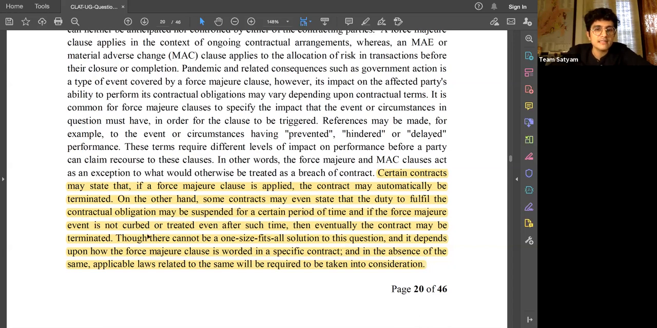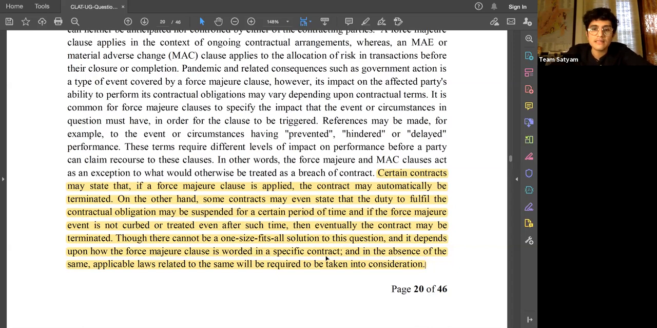But it also tells us there cannot be a one-size-fits-all solution to this question, and it depends upon how the force majeure clause is worded in a specific contract. And in the absence of the same, applicable laws related to the same will be required to be taken into consideration. So over here, we do not have a situation where the force majeure clause is absent. That was there in the previous question. So that's why the answer to that was that the Indian Contract Act would apply. But in the 69th question, we have a force majeure clause in our presence.